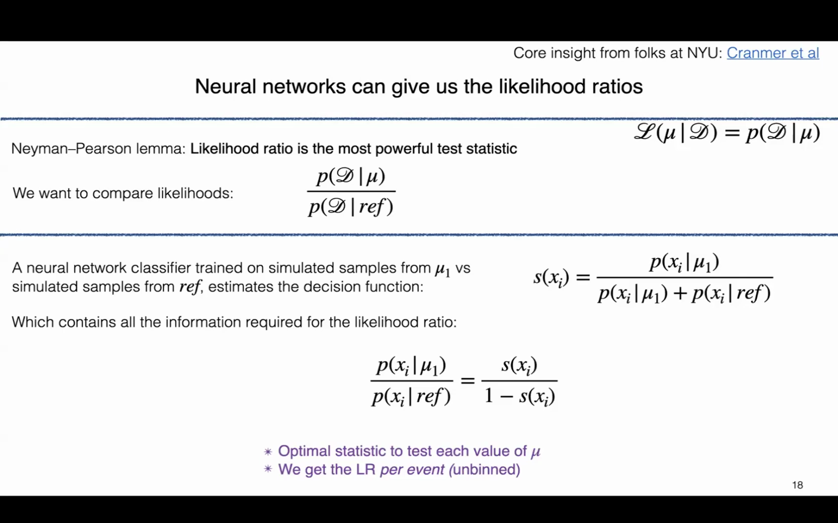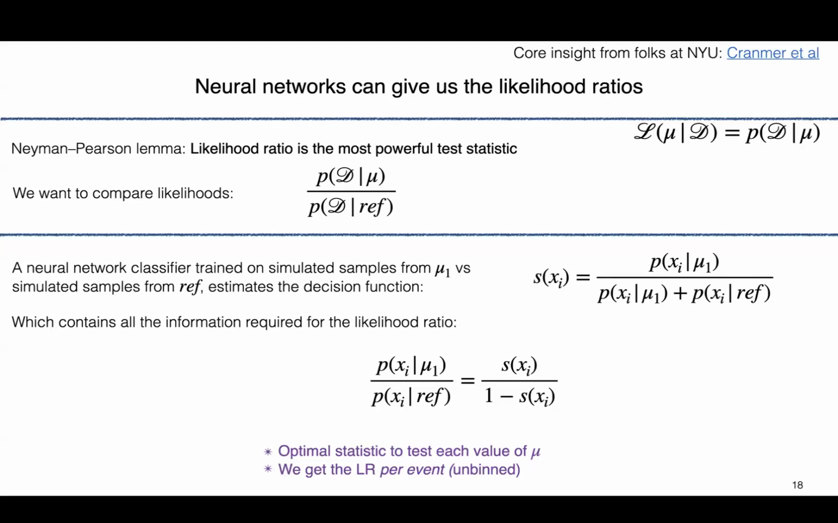And the bonus is that, look, we're getting these likelihood ratios per event. They're x_i dependent, right? So we don't need to put them in histograms anymore. So we don't lose information by putting multiple events in the same histogram. So we're maximizing that information as well.